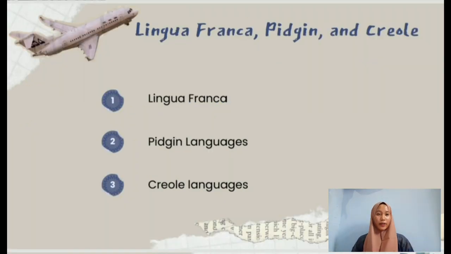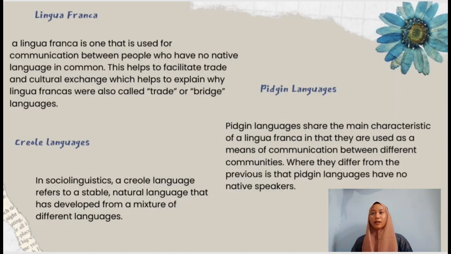Okay, so I will explain lingua franca, pidgin, and creole. A lingua franca is one that is used for communication between people who have no native language in common. This helps to facilitate trade and cultural exchange, which explains why lingua francas are also called trade or bridge languages. So, lingua franca refers to a language used as a common means of communication between speakers of different native languages.